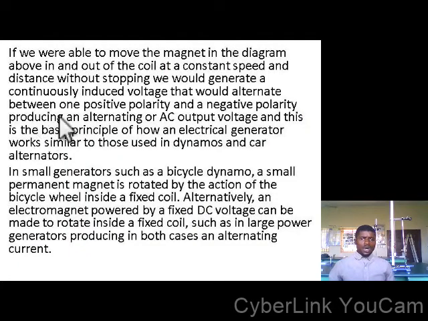So if we're able to move the magnets in the diagram as shown above, in and out of the coil at a constant speed and distance without stopping, we will generate a continuous induced voltage that would alternate between positive polarity and negative polarity, producing an alternating or AC output voltage. And this is the basic principle, how we should underline this, of how the electric generator works.